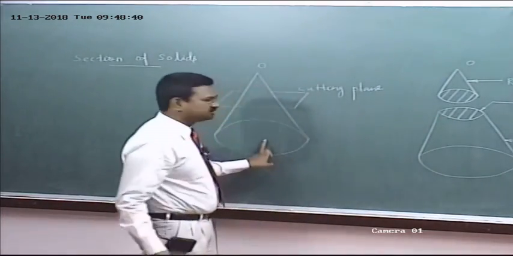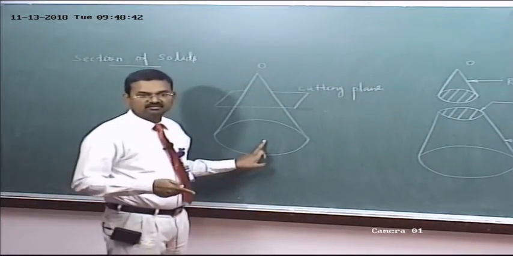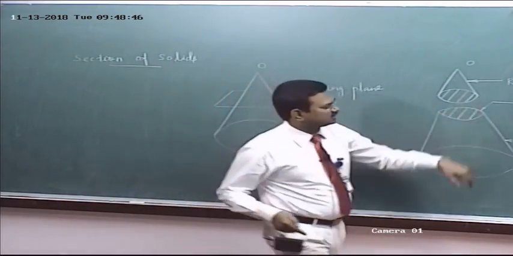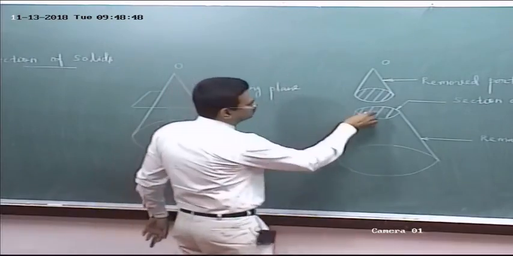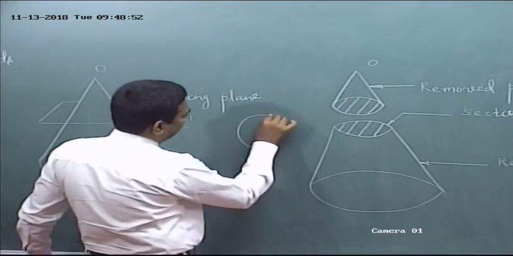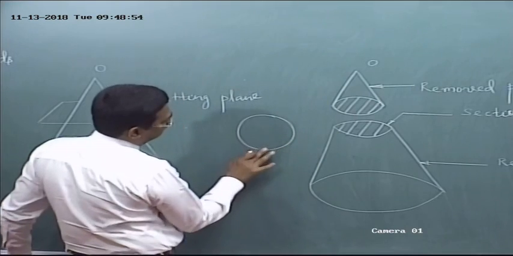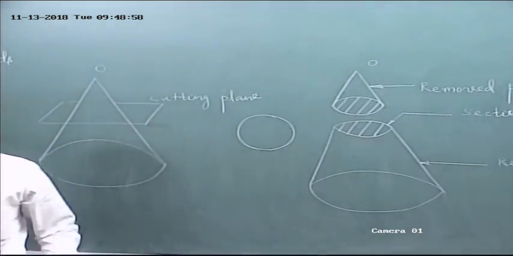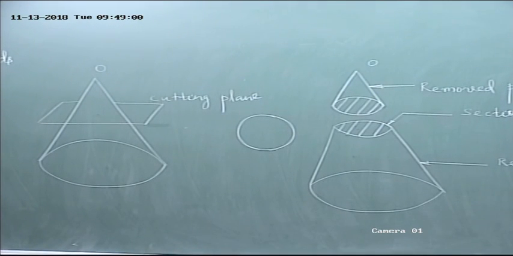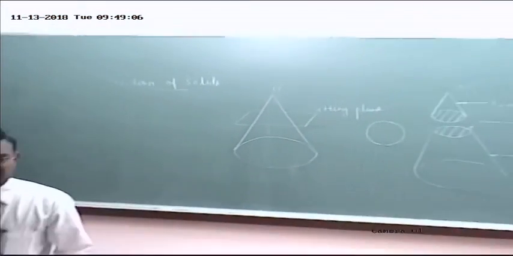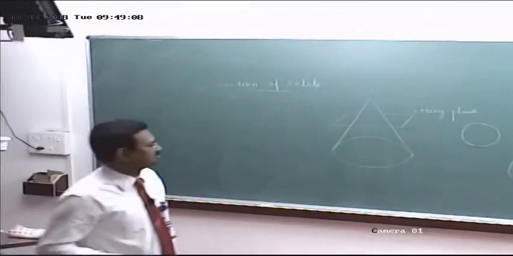Actually, the base is in the shape of a circle. The cut surface will also be in the shape of a circle. So, this is called actual shape. Actual shape is circle. The actual shape of the cut surface or section is called true shape of section. So, in the problem, you are asked to draw the true shape of section, the actual shape of the cut surface.